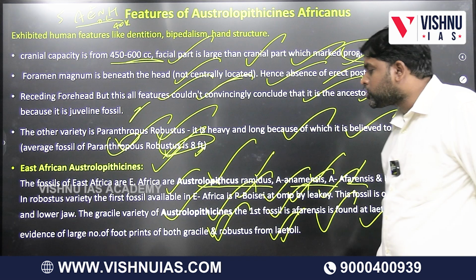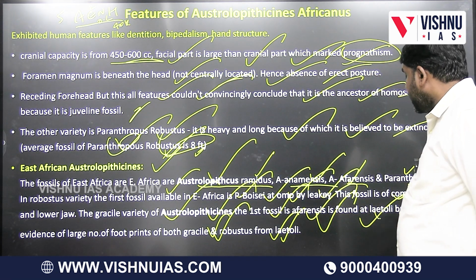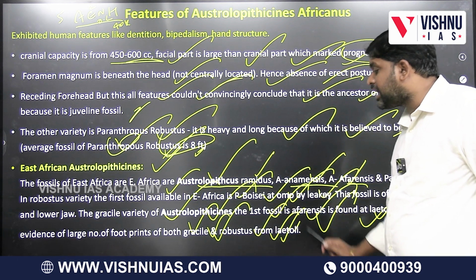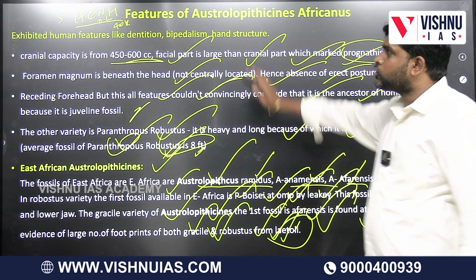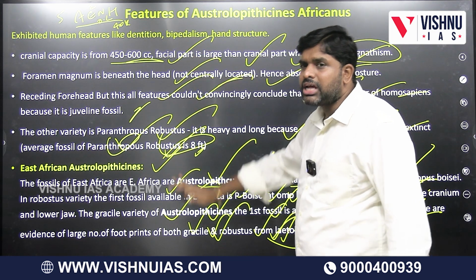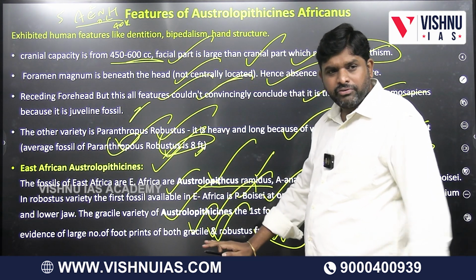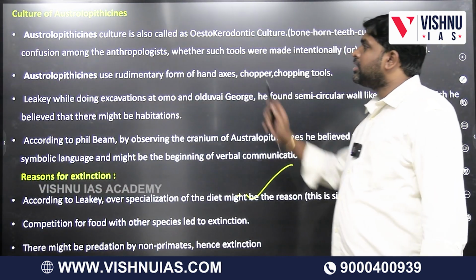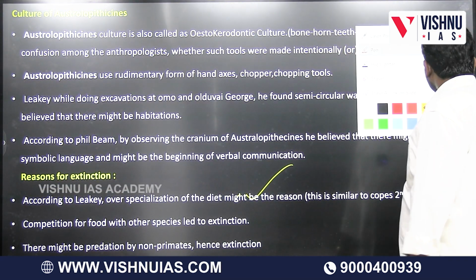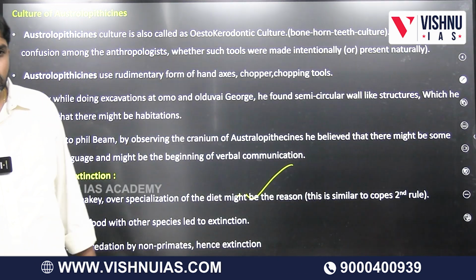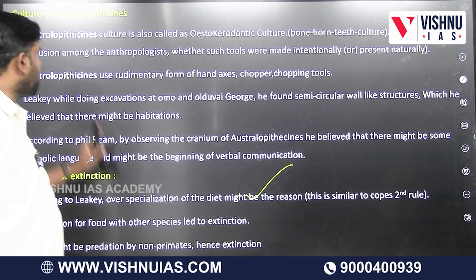So the Grezal variety of Australopithecines, the first fossil is Afarensis, found at Laetoli, and there is evidence of a large number of footprints of both Grezal and robustus from Laetoli. So these are South African fossils, these are East African fossils. These are the features of South Africa, these are the features of East Africa. Then culture of Australopithecines. How did these people live? Culture of Australopithecines, very important.